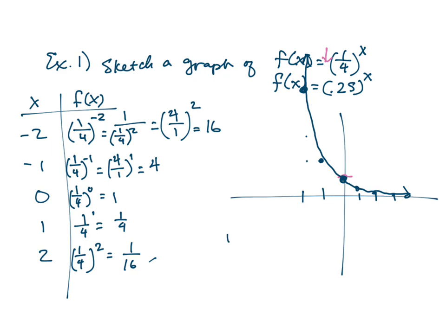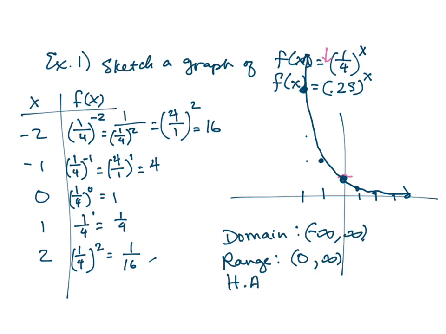What's the domain? All real numbers, negative infinity to positive infinity. What's the range? 0 to infinity. Good. What's the horizontal asymptote here? Y equals 0. What do you think, guys? Wonderful? Okay, let's see if we can get a try it.